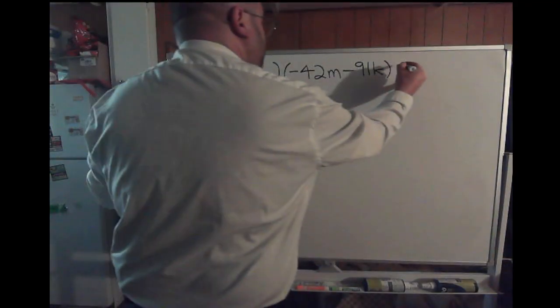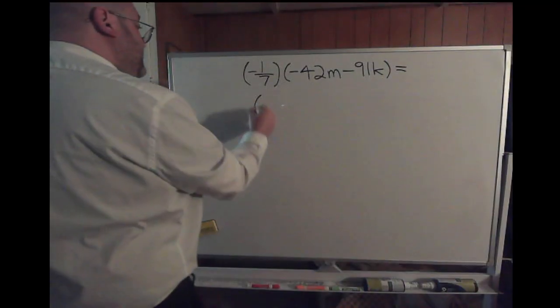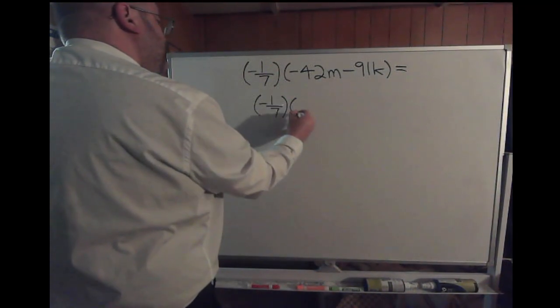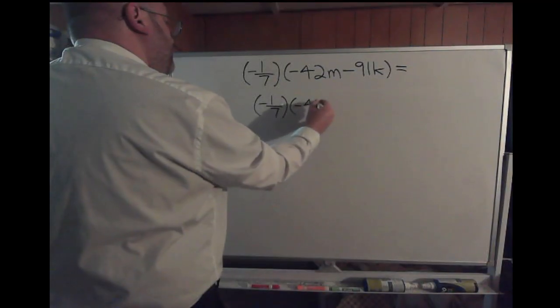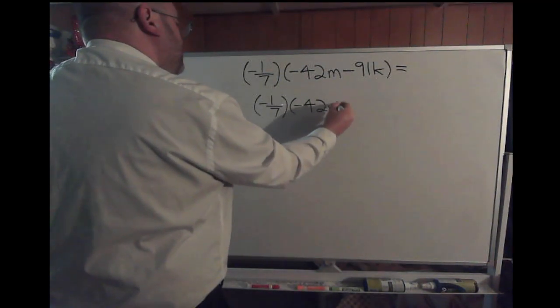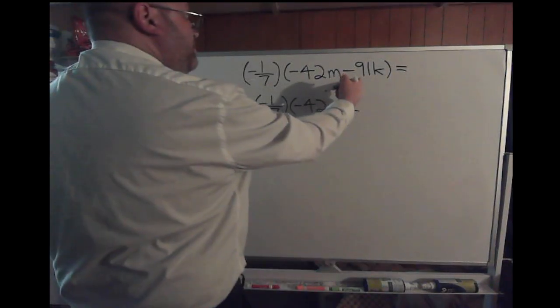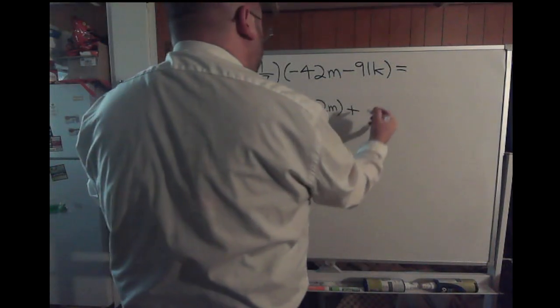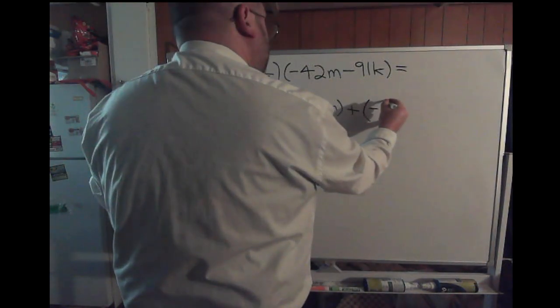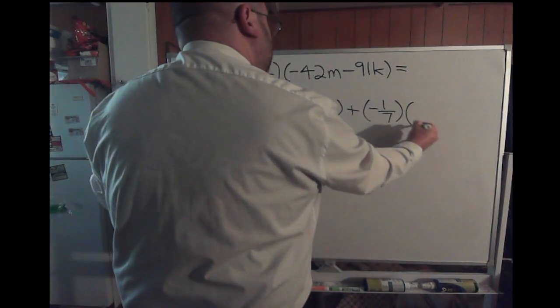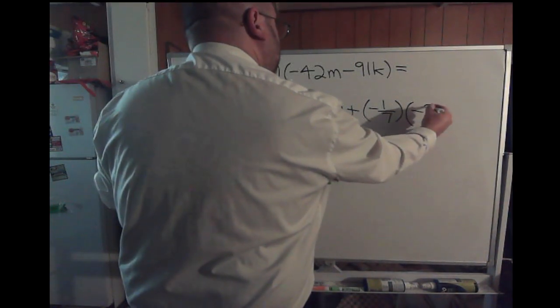Well, you're still going to do the distributive property. You'll take negative 1/7 times that negative 42m. Then always do plus, because that minus 91k, that's plus negative 91k. So you'll take that negative 1/7 times that negative 91k.